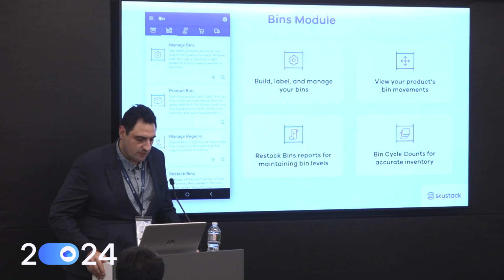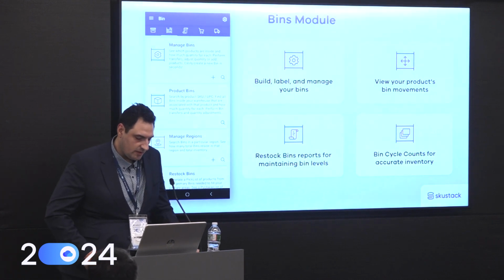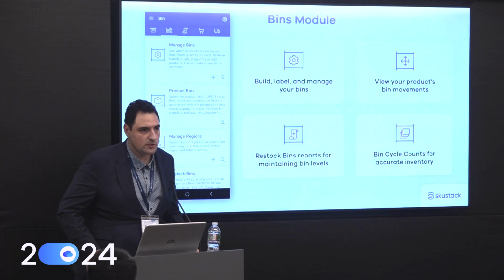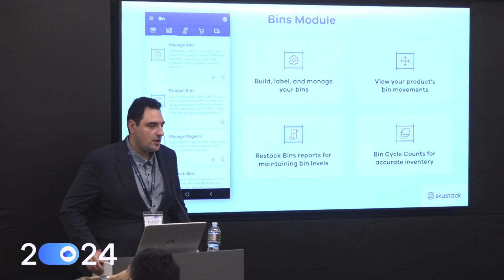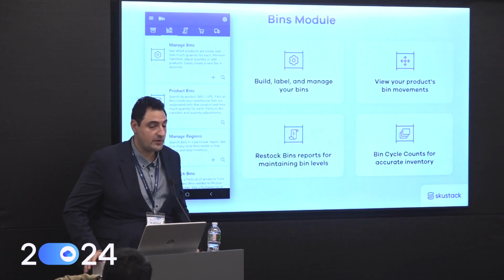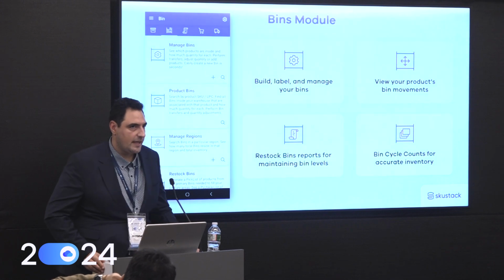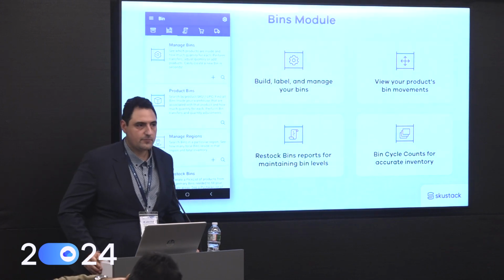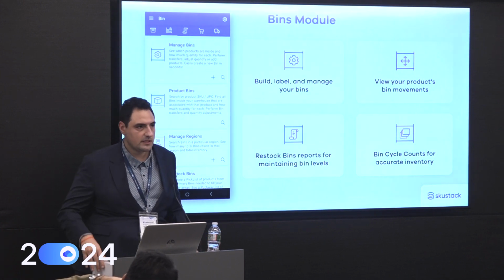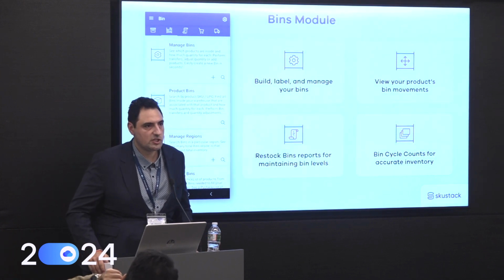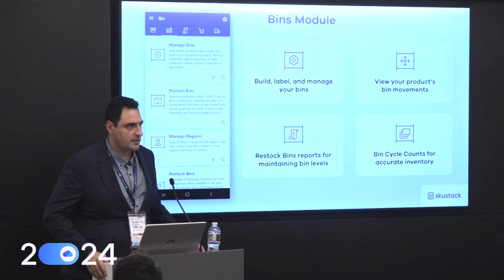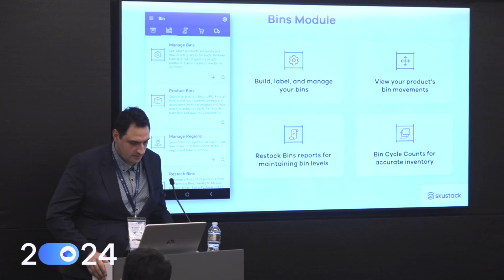We also do offer a nice feature called the restock bins report. Within Skustack, the normal types of bins where you would stock your inventory could be broadly differentiated into primary bins and secondary bins. The difference is usually you would pick from the primary bins. The secondary bins are kind of like overstock, overflow, the more difficult to reach locations within the warehouse where maybe you need a forklift or you just don't want to pick out of them right away.